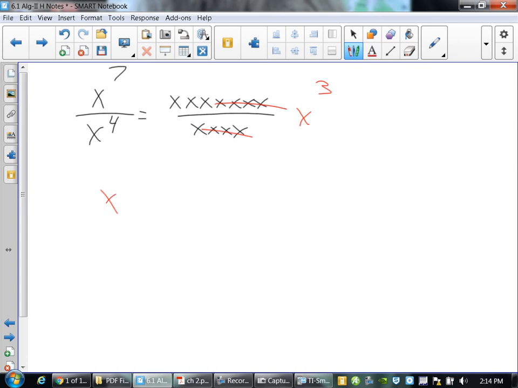What about this, though? X to the negative. Good. Now, you're right. There is a flip thing that's going on here. What happens here is that I've never liked the wording on the rule for when you're dividing. What I like to do is say this.